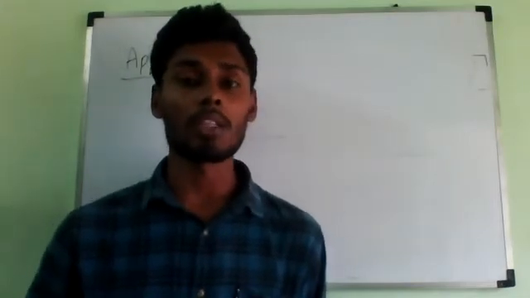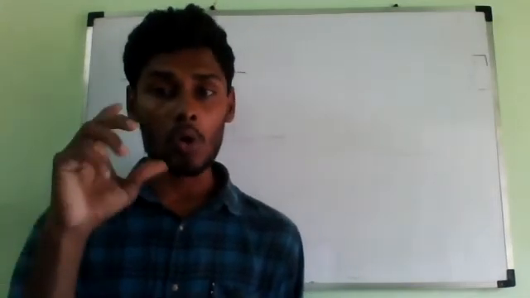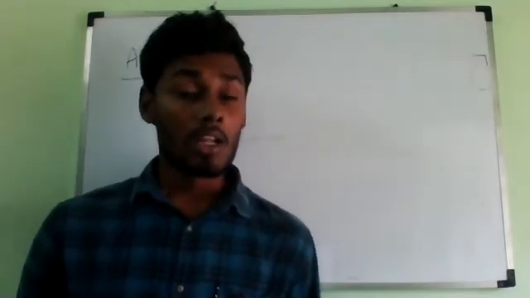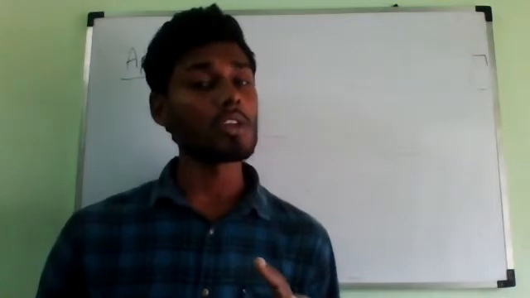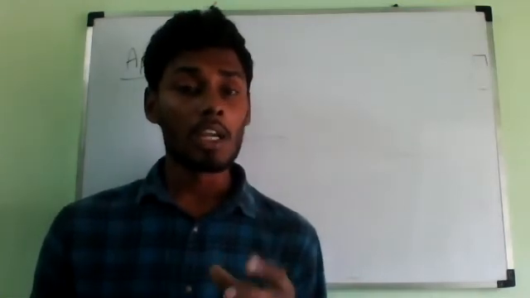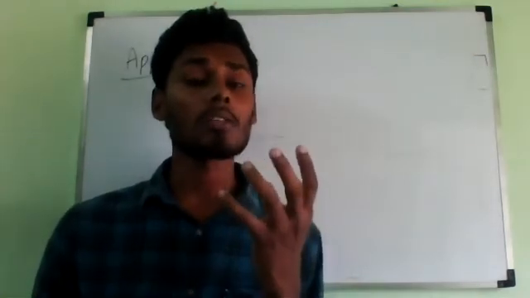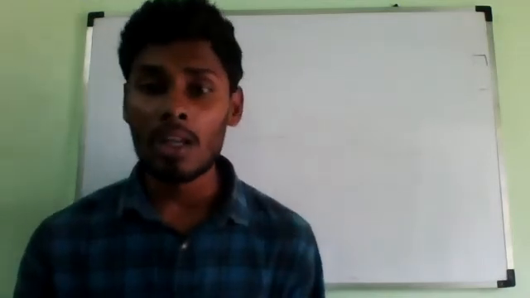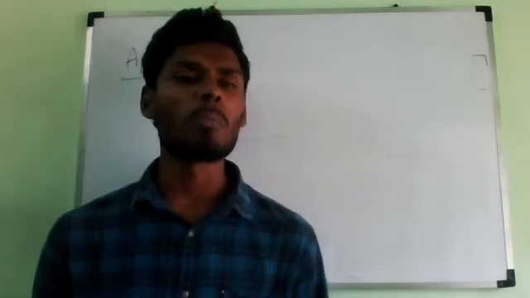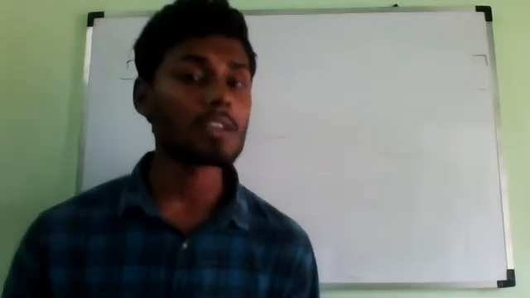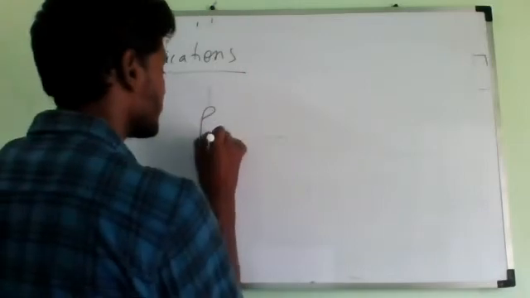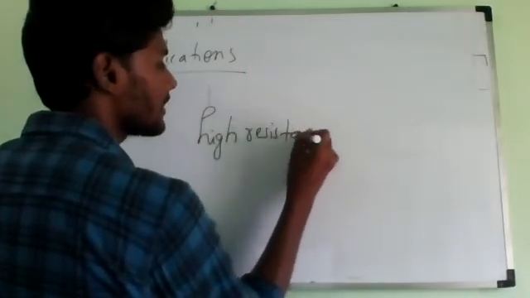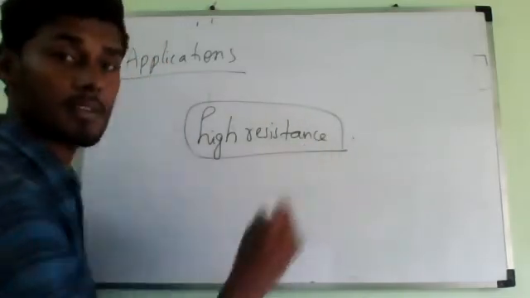But for example, if we take the heating element, like the coil of an electric heater, which is made up of nichrome wire, once it passes electrical energy continuously, after a few minutes it glows because it becomes red hot due to the large amount of heat produced on passing current. Why? Because of its high resistance.